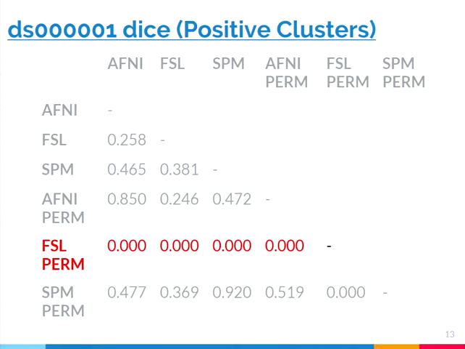Now, as I've already discussed, for FSL permutation in this study, there was no activation. So here the Dice coefficients are all 0. But if we look at the comparisons of the two inference models within each software, we have higher Dice coefficients, which suggests some level of coherence between these two inference models on the locations of activation.